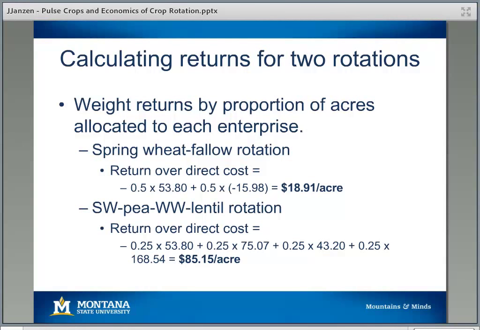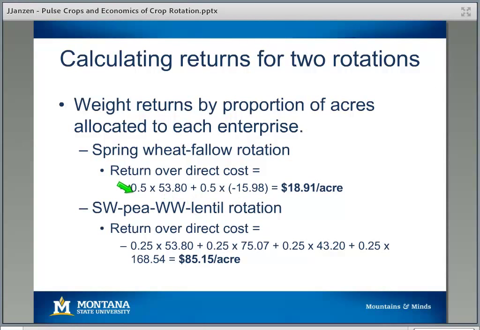So we can compare, for example, a spring wheat fallow rotation to a more diverse crop rotation that includes both cereals and pulses. So the two rotations that I'm going to look at here are the spring wheat fallow rotation, where we allocate essentially 50% of our acres to each of spring wheat and fallow, and a spring wheat, pea, winter wheat, lentil rotation, where we allocate a quarter of our acres to each of those crops. You can adapt this to your situation, right, by just calculating or determining the percentage of your acres that you're going to allocate to any one of these enterprises and using those as the weights in calculating your net return.